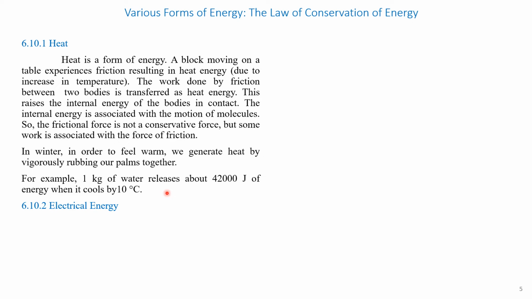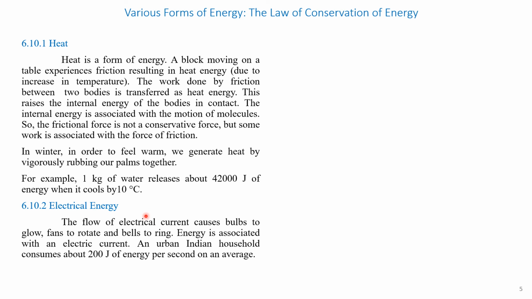The next form of energy is electrical energy. The flow of current causes bulbs to glow, fans to rotate, and bells to ring. Similarly, electrical energy is responsible for rotation of motors, pumps, etc. Energy is associated with electric current. An urban Indian household consumes about 200 joules of energy per second on average. We'll study electrical energy in the next year, that is class 12.